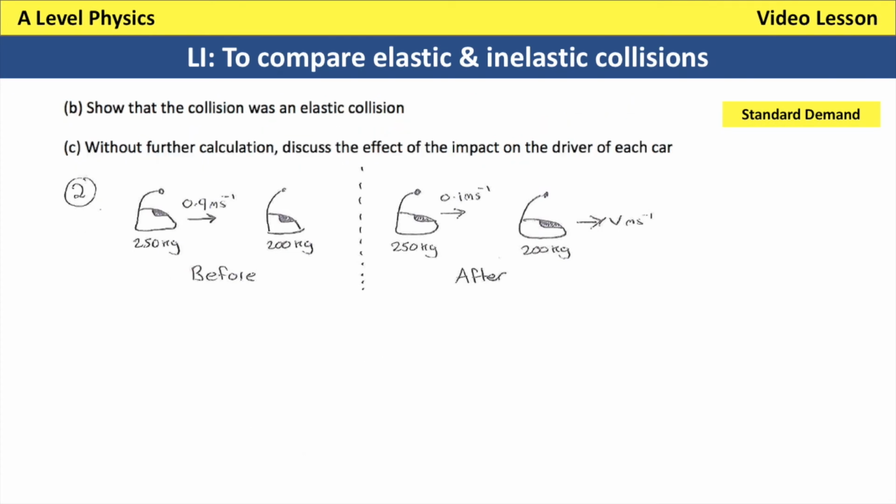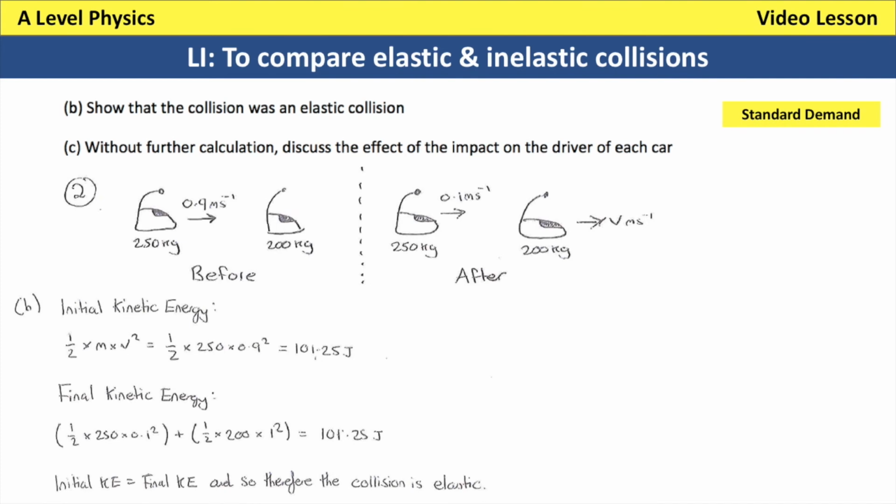Then for part B, we were asked to show that the collision was elastic. To show that a collision is elastic, we work out the total kinetic energy before and the total kinetic energy afterwards. And obviously we will need to use the fact that we've just worked out V as 1 meter per second. So the initial kinetic energy is a half times 250 times 0.9 squared, which is 101.25 joules.